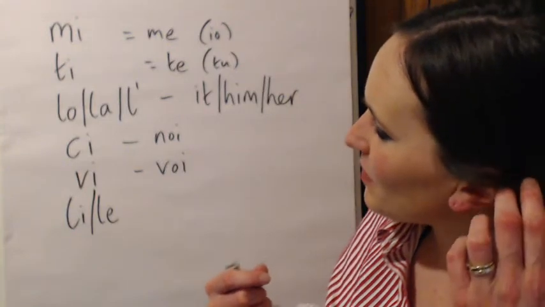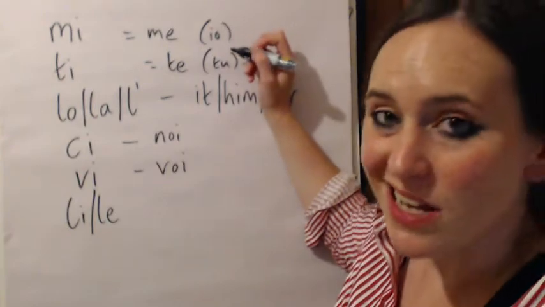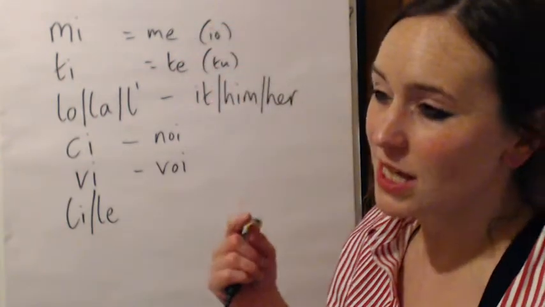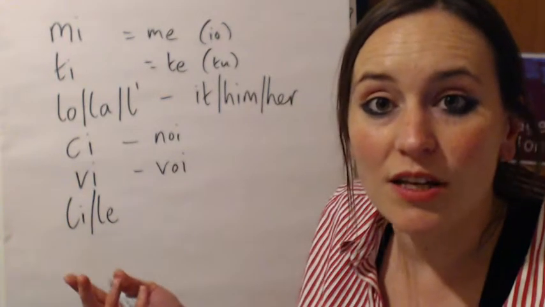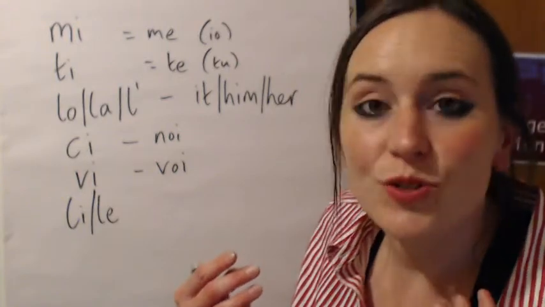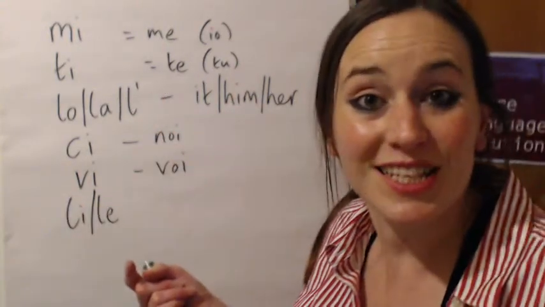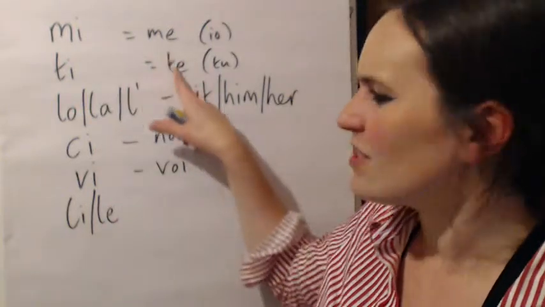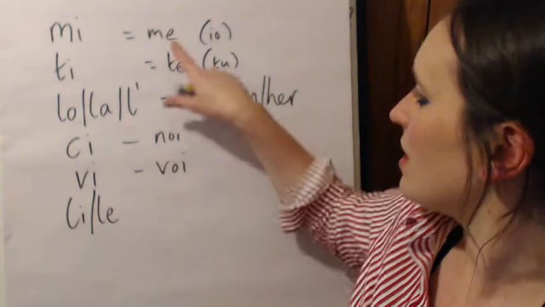Let's have a think. So, io is a subject of the verb in Italian. Me is like emphatic, it's telling you the answer to something. Who's there? Like, who do you see? Vedo te, I see you. Vedi me, you see me. So these are sort of like emphatic pronouns, if you like.